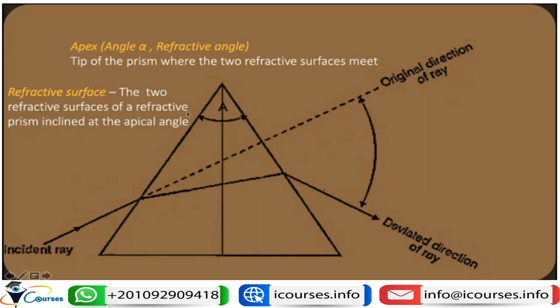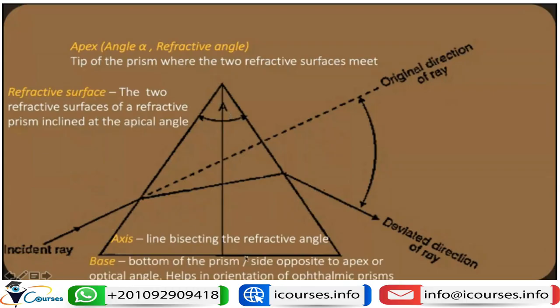Again, the prism has two refractive surfaces. These refractive surfaces are joined together at the apex by an angle. This angle is called the apical angle, or the refractive angle, or the angle alpha. There is an axis that bisects the refractive angle. So the axis of the prism is the line that bisects the refractive angle.